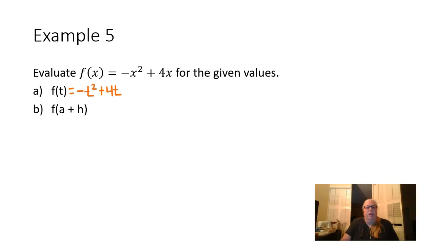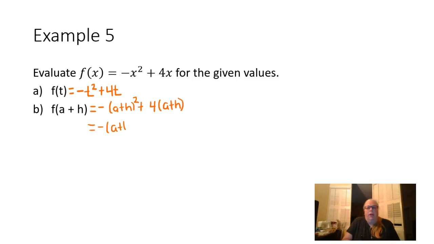B is going to be a little bit trickier because instead of replacing just one variable, we're going to replace 2. So all the x's we're going to replace here with a plus h. All right, that's going to give us the opposite of a plus h squared, because the function is squared, plus 4 times, and not 4 times x, but 4 times a plus h. All right, let's expand this.